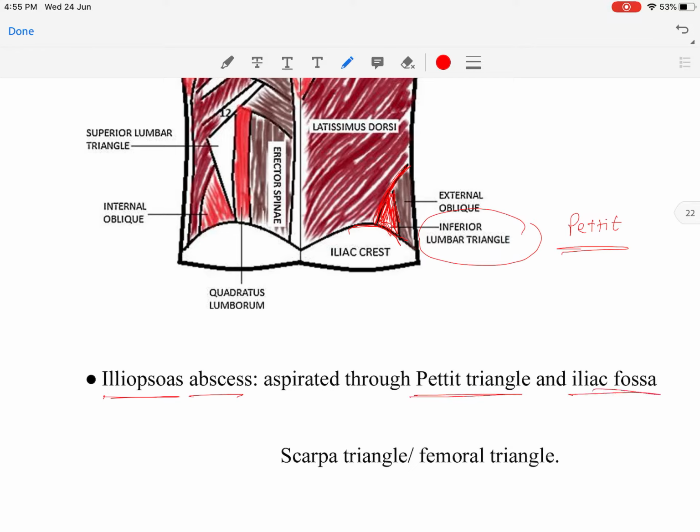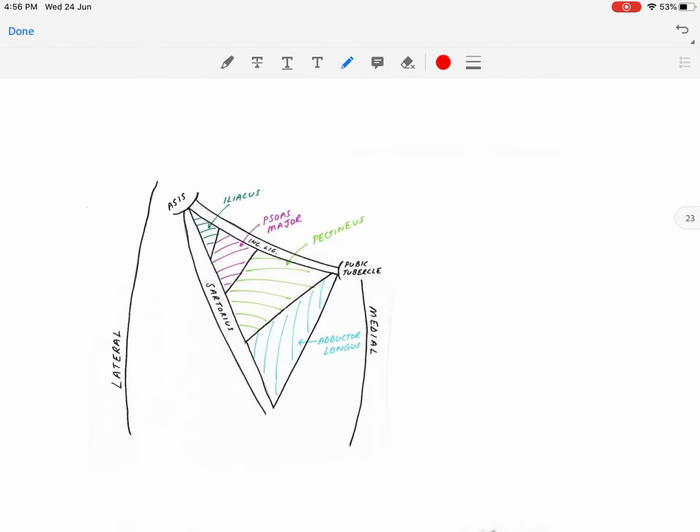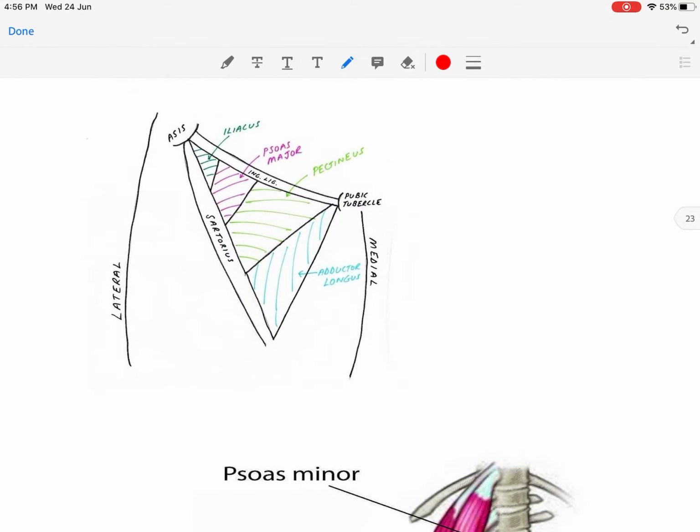and the iliac fossa, or if it extends distally it can be aspirated from the femoral triangle or the Scarpa triangle. So this is the femoral triangle or Scarpa triangle at the anterior part of the thigh. So in cases of iliopsoas abscess which present distally in this region, they can be aspirated from the femoral triangle, or else they can be aspirated from the Petit triangle.